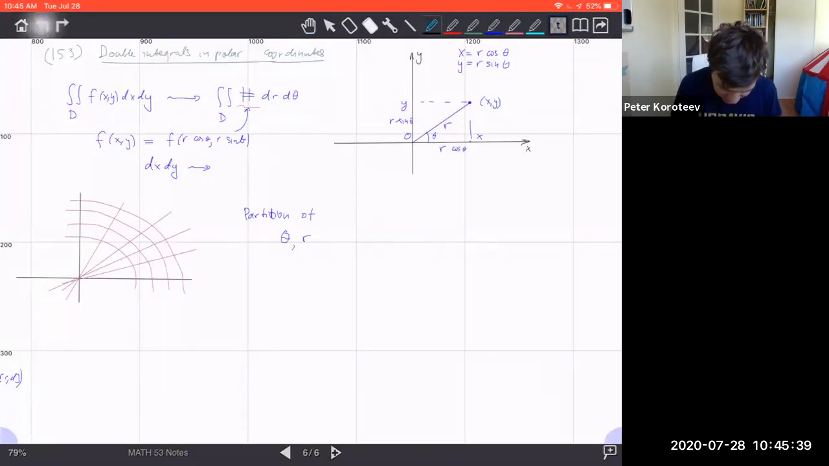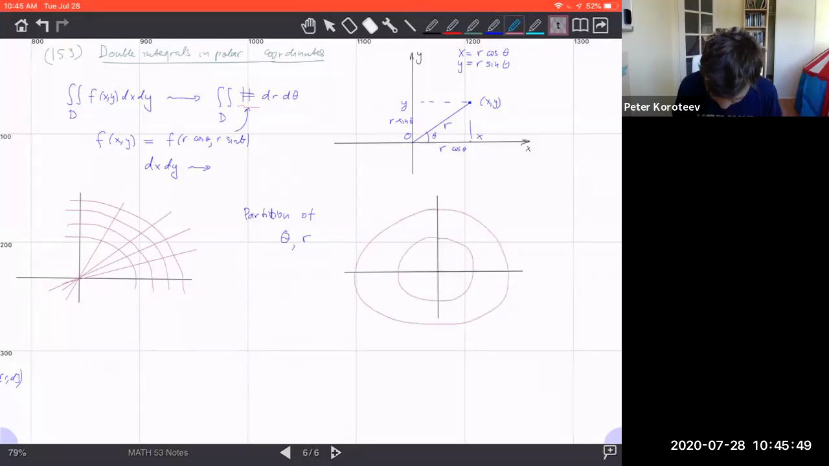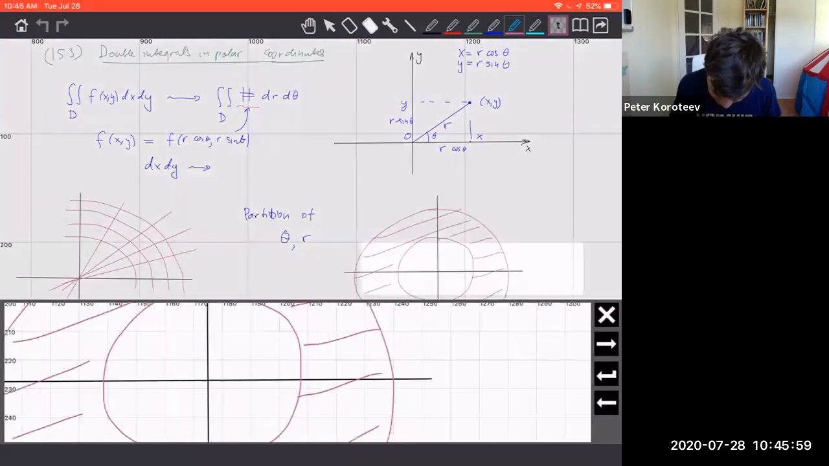let's do one more picture. Right, so an annulus is this thing. It's part of the plane which is constrained between the radii little r and big R.